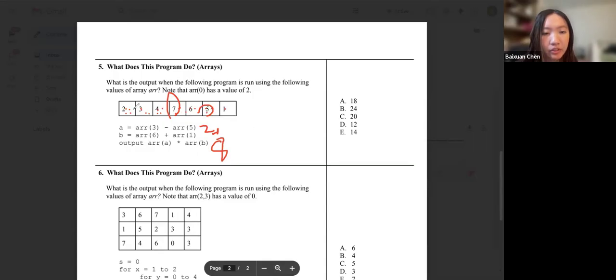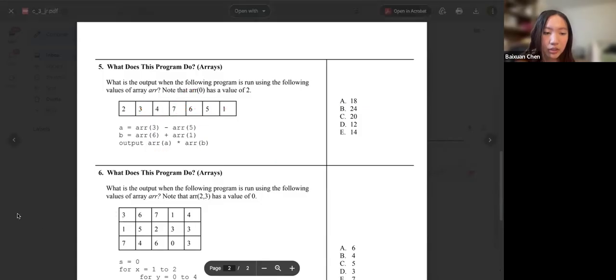Oh, then we output array. See, I didn't pay attention. I thought it would be output array A times B, but it's output array A times array B. So array A is 0, 1, 2, and array B is 0, 1, 2, 3, 4. So it'll be 24. 6 times 4, which is 24. So for these kind of problems, just always make sure to double check that you're following exactly what the code is saying.